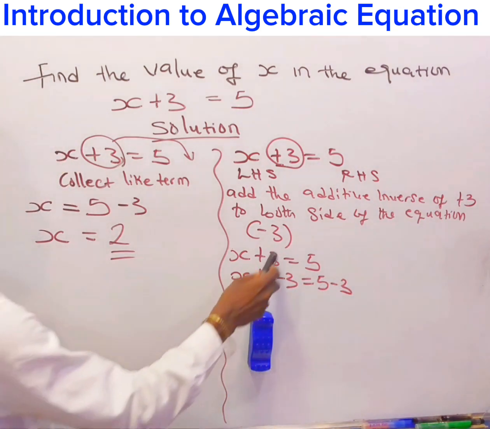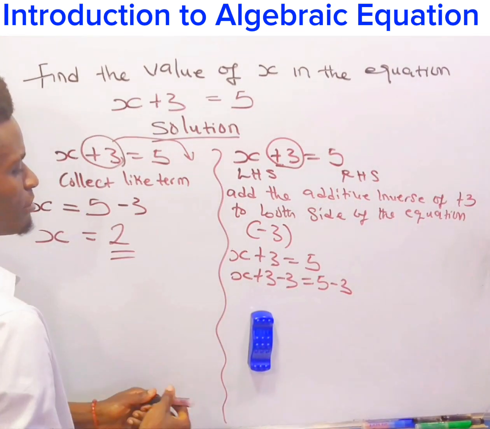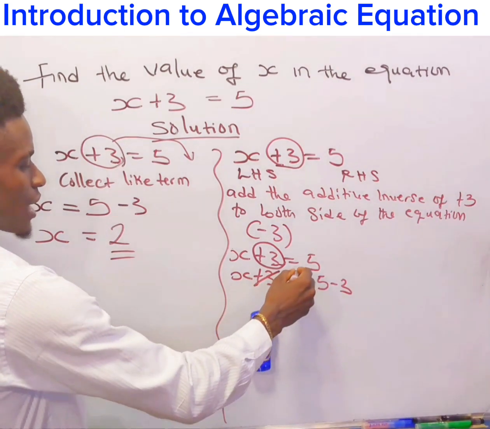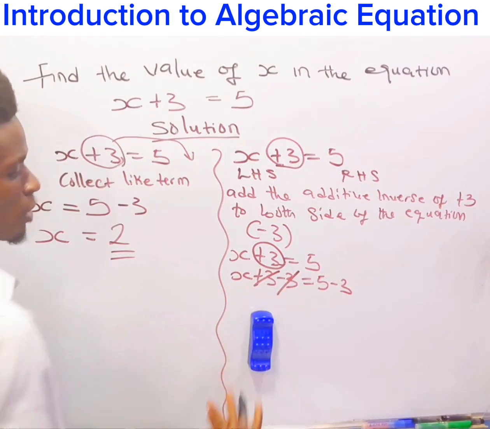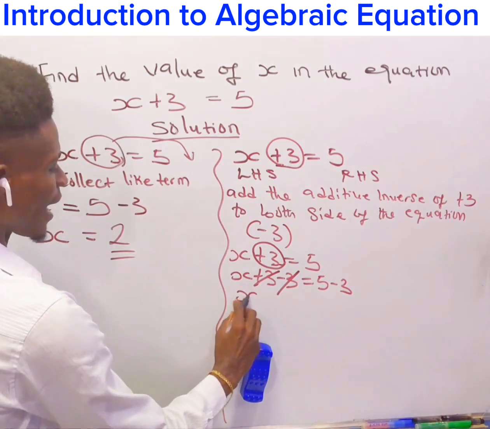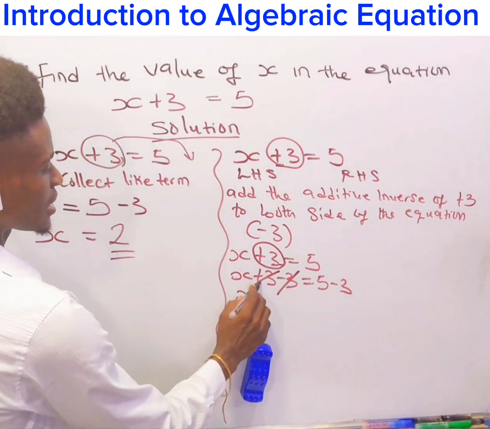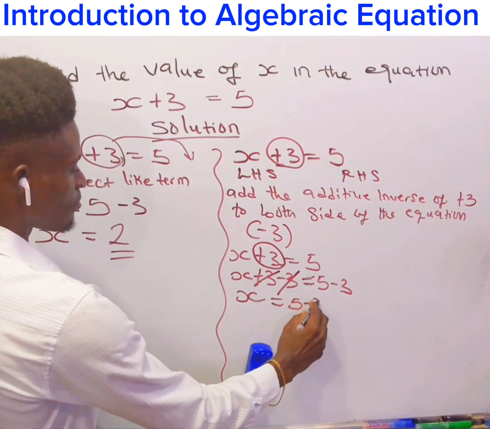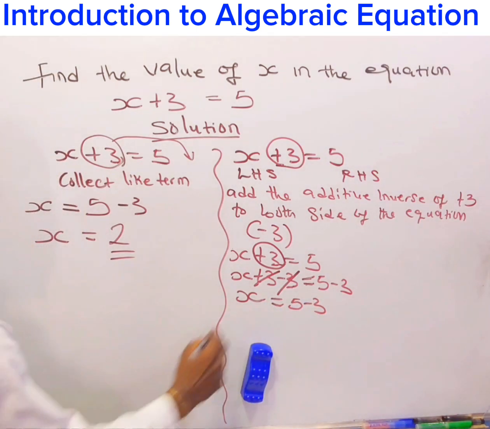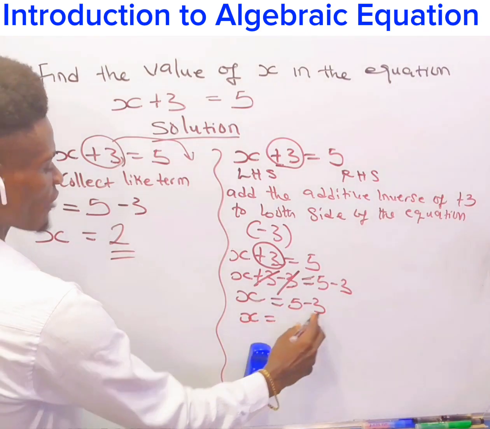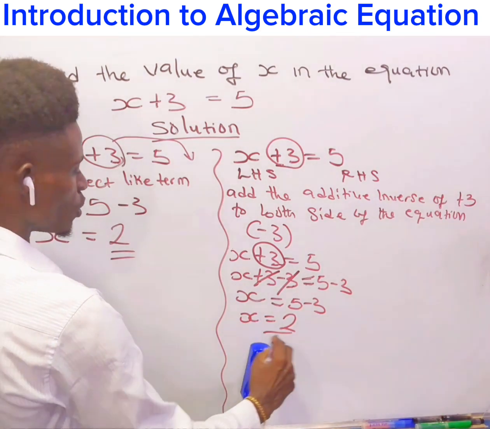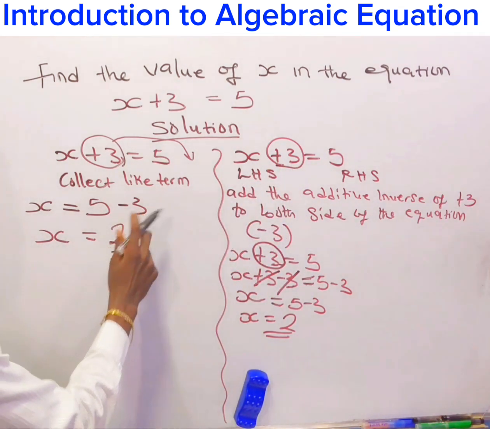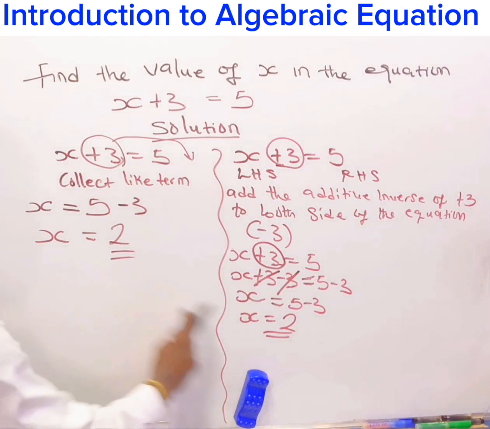The goal of adding minus 3 to both sides is to eliminate 3, so that plus 3 minus 3 will become 0. Then you are left with only x. And since these are gone, you are left with equal to 5 minus 3. Now x will be equal to 5 minus 3, which is 2. So using the additive inverse method and using collecting like terms, our value for x remains 2.